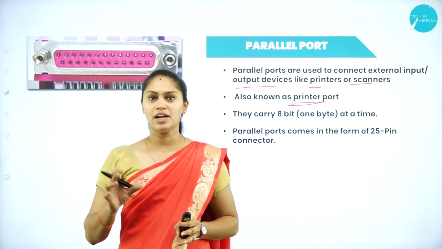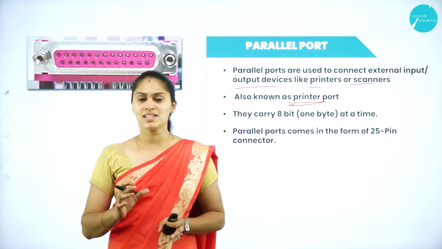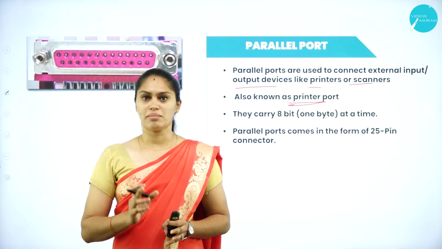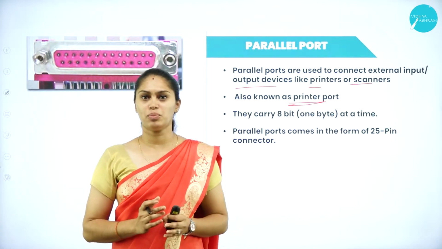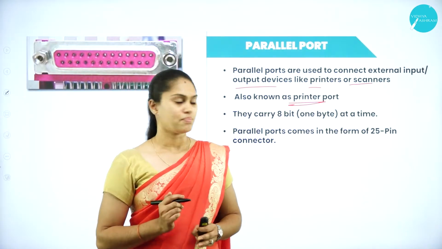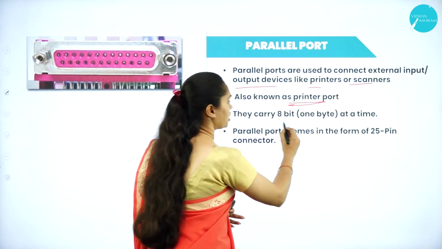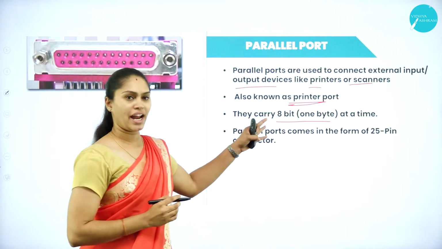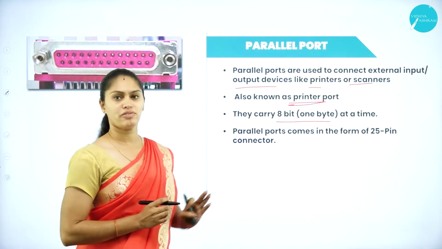Okay, if I combine 8 bits, then I can call that what? 1 byte. With the help of this parallel port, I am able to transfer 1 byte of data at a time. Okay, so that is the main thing that you have to keep in mind. So 8-bit is nothing but what? 1 byte of data.